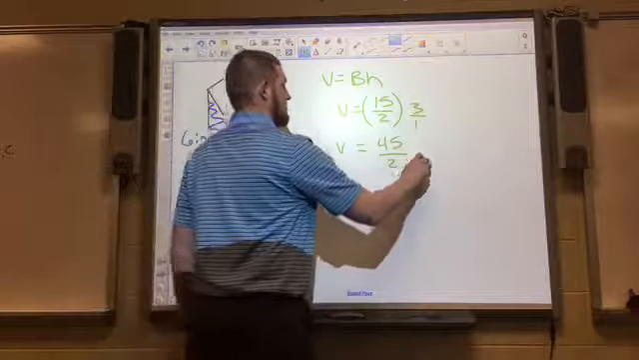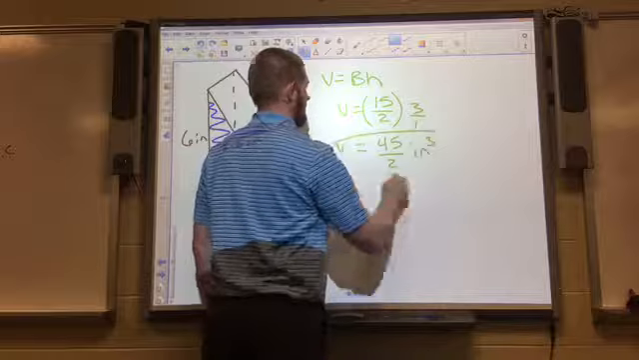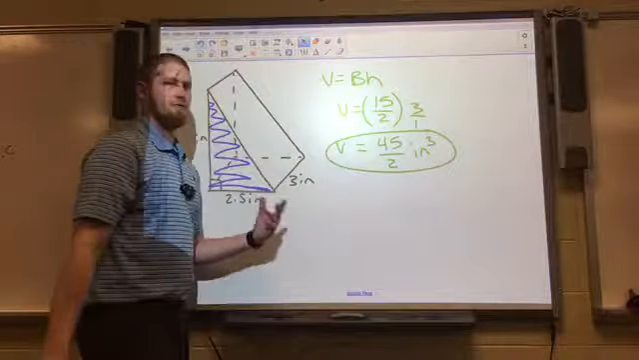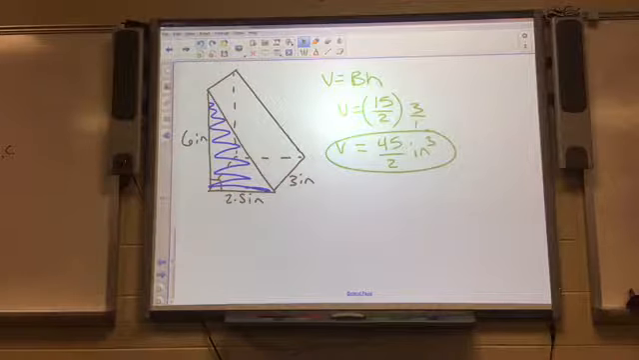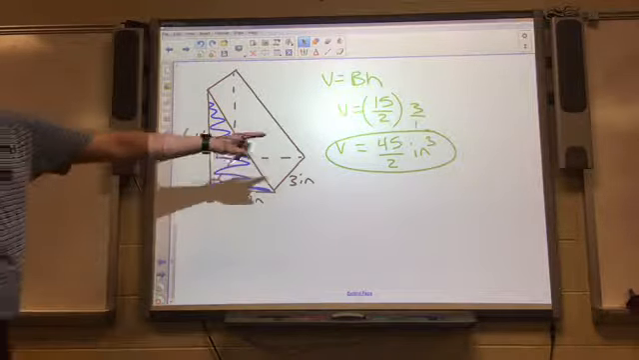Inches cubed. Good. Be careful with that. We're transitioning from surface area to volume. We need to make sure we get the proper label. Travis? We already did. That's what we did right here.